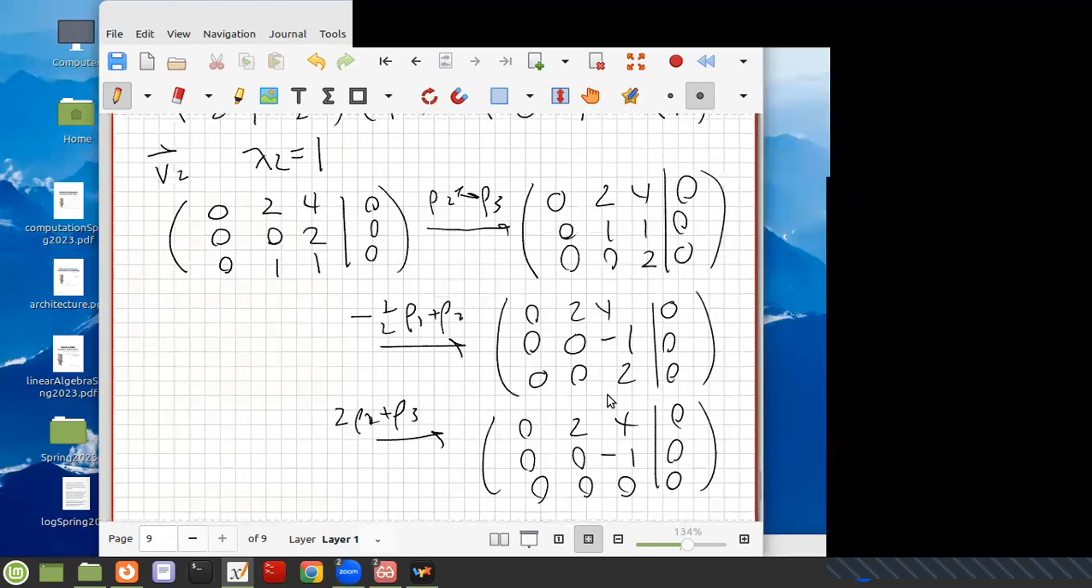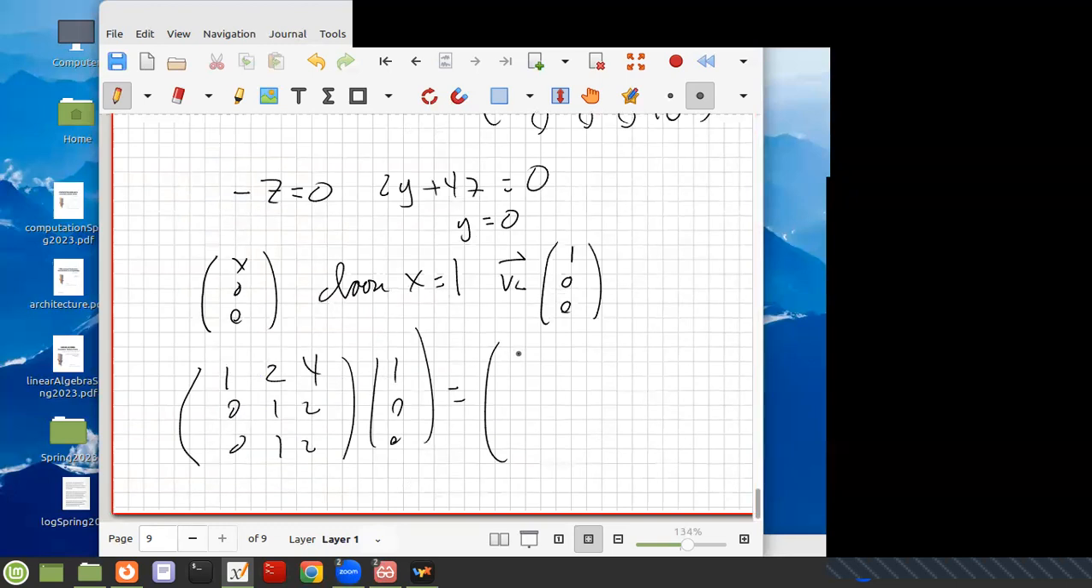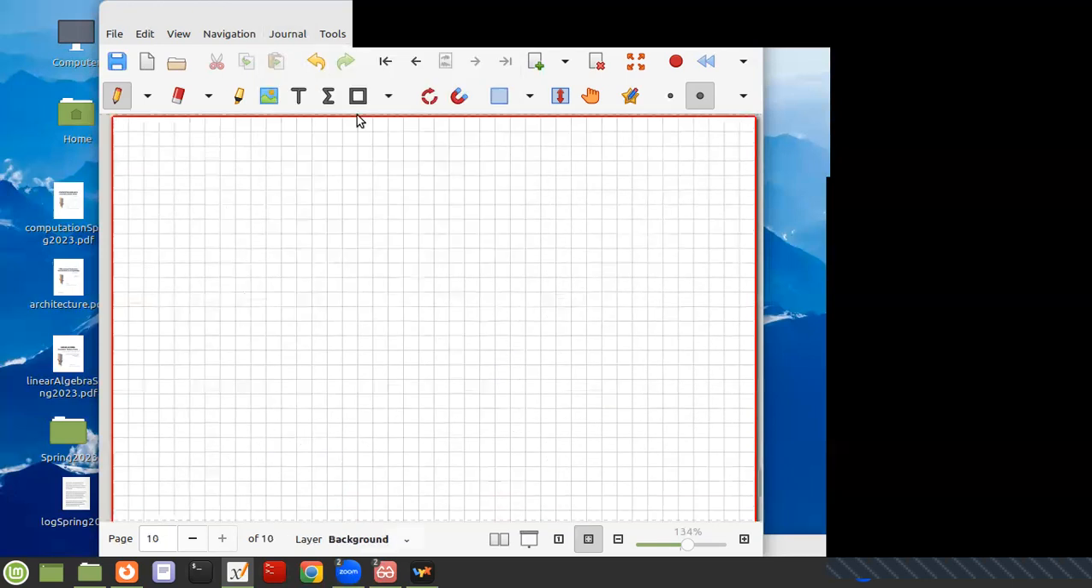Well, we can check. This is a more interesting check for the eigenvector equation. 1, 2, 4, 0, 1, 2, 0, 1, 2 times 1, 0, 0 equals, well, 1 times 1 is 1, then 2 times 0, 4 times 0, and then the second row is 0 times 1, 1 times 0, 2 times 0, 0, and the third row is 0, 0, which obviously equals 1 times 1, 0, 0. Okay, so that holds.